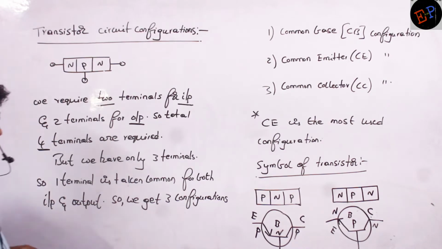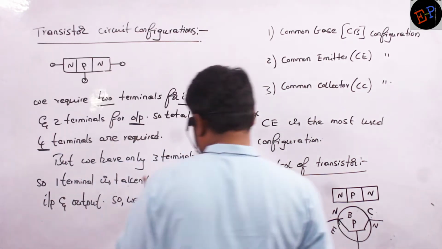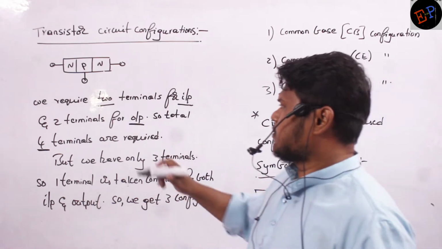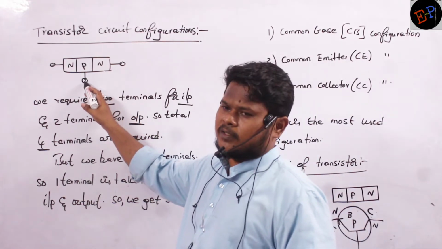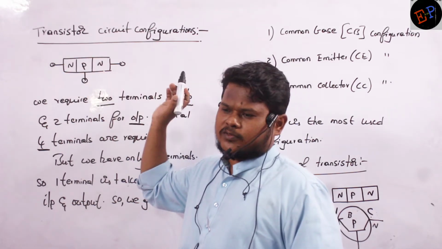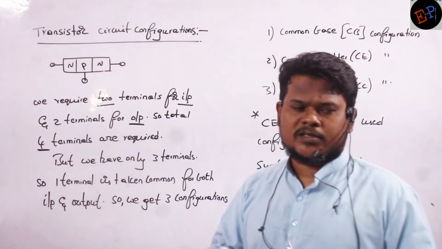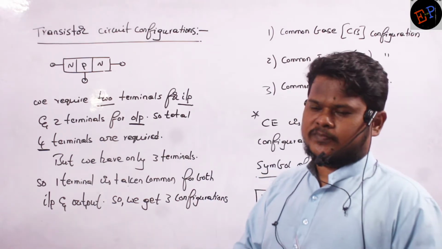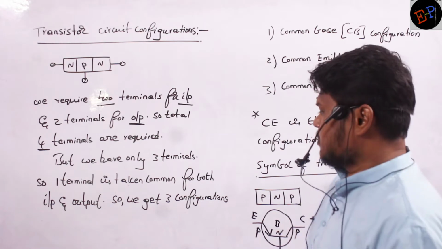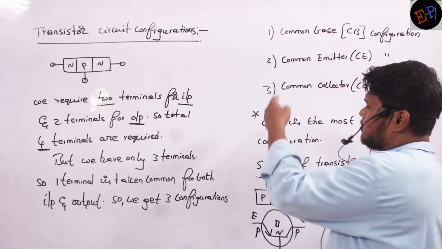So therefore what I can do is, I will make one terminal common to both input as well as output. Clear? For example, if I take this terminal, I will make it common to emitter also, and common to collector also, so that 3 terminals are converted into 4 terminals. That is the principle of transistor circuit configuration. Based on that, we get 3 configurations.